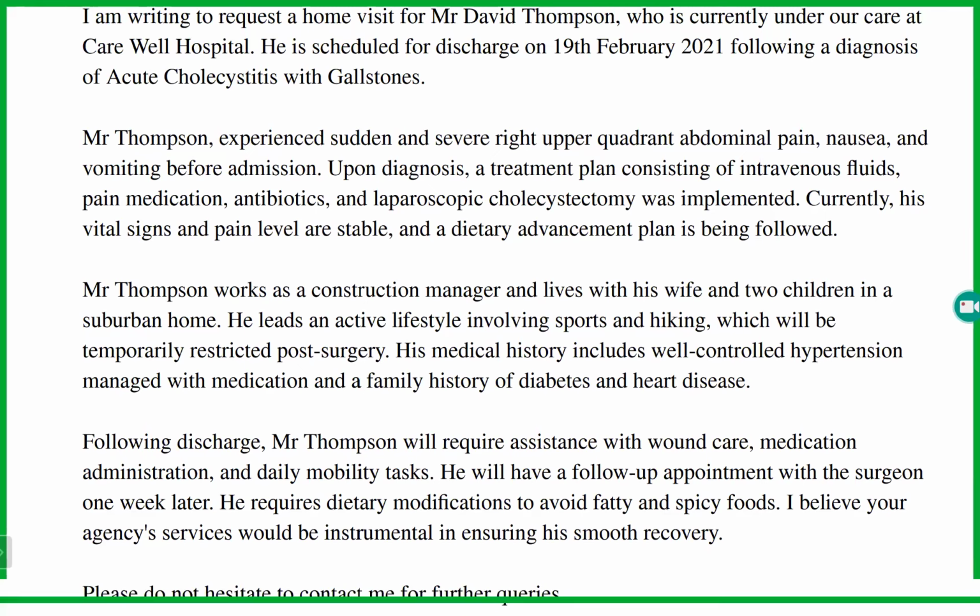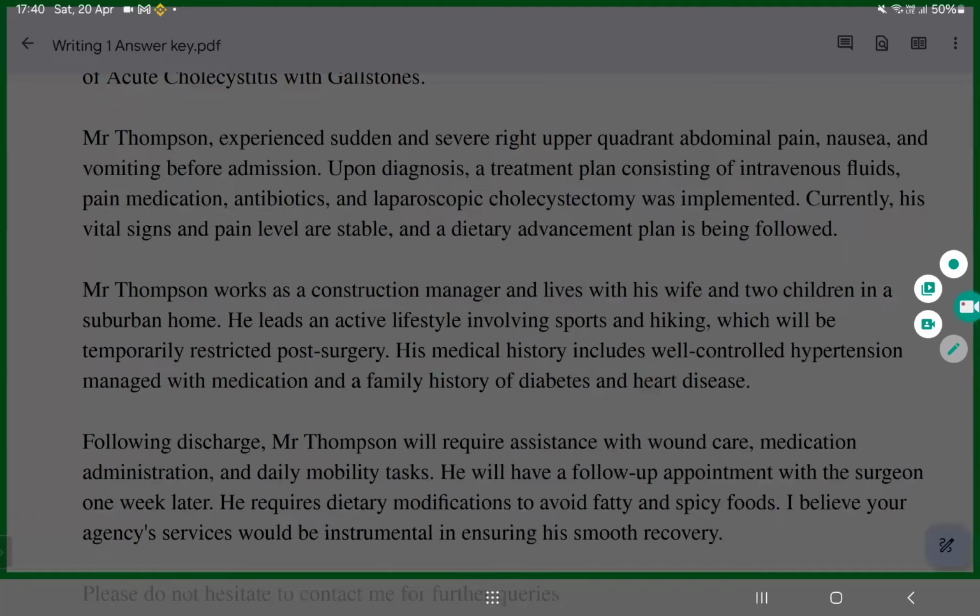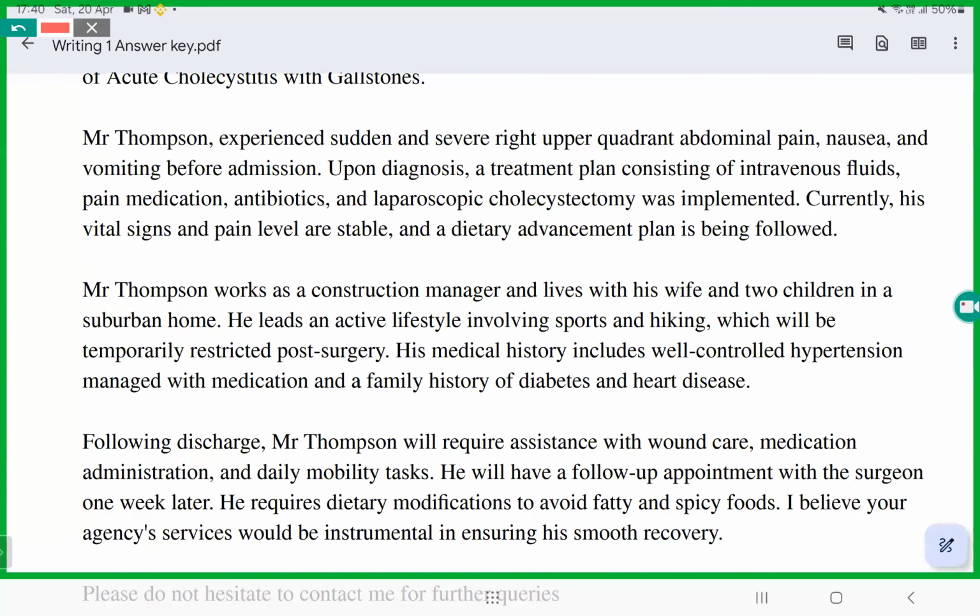So you can see that Mr. Thompson experienced sudden and severe right upper quadrant abdominal pain, nausea, and vomiting before admission. So before admission, the patient has these symptoms. And upon diagnosis, in the sense during that diagnosis, a treatment plan consisting of IV medication.